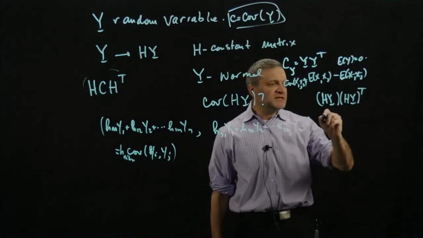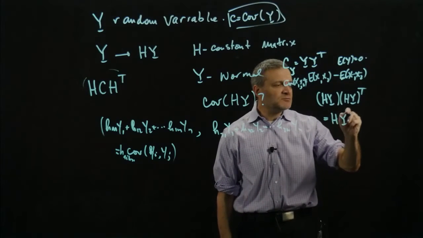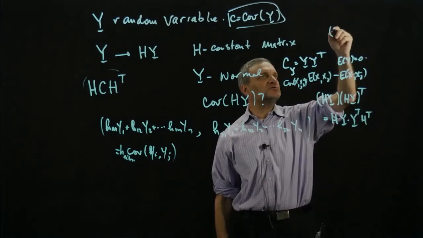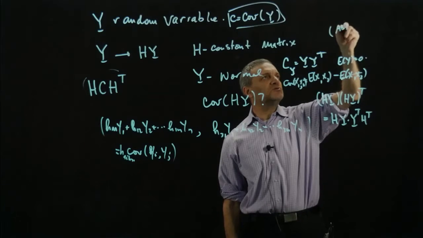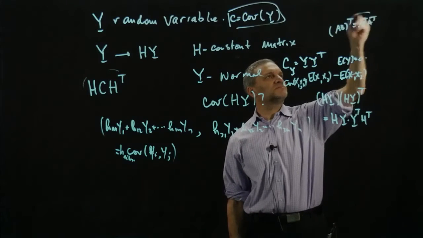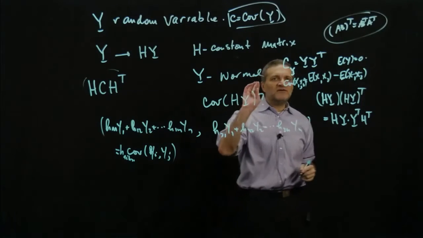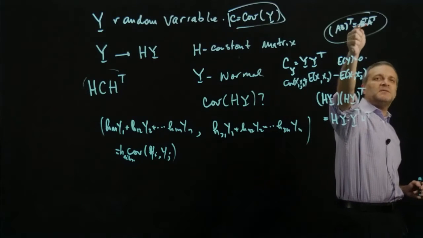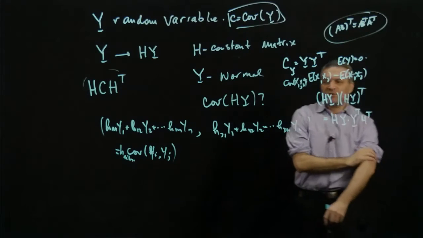When you open it, it's going to be hy times y transpose times h transpose. And this follows from the rule that (AB) transpose equals B transpose times A transpose. So when you have a multiplication of matrices and you want to transpose, you just swap the order, B and A, and you put the transpose.